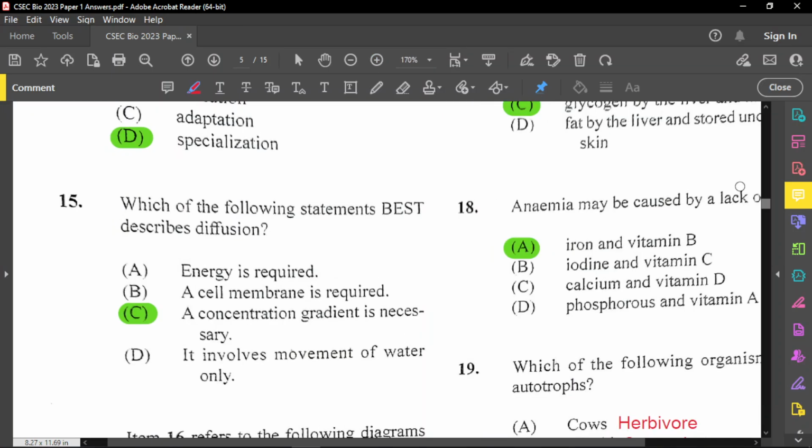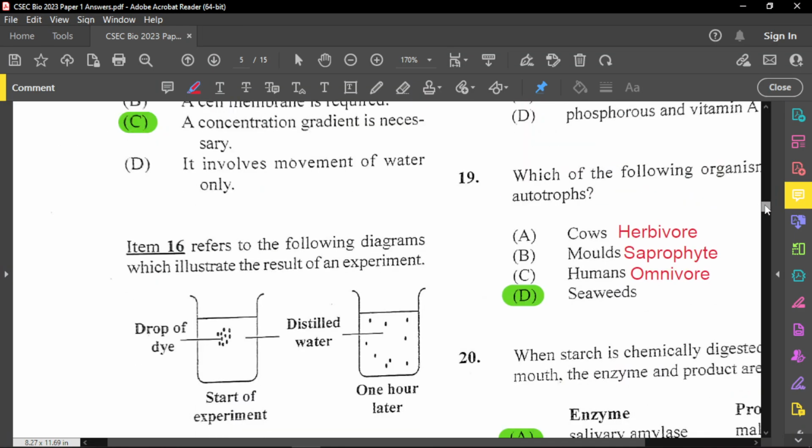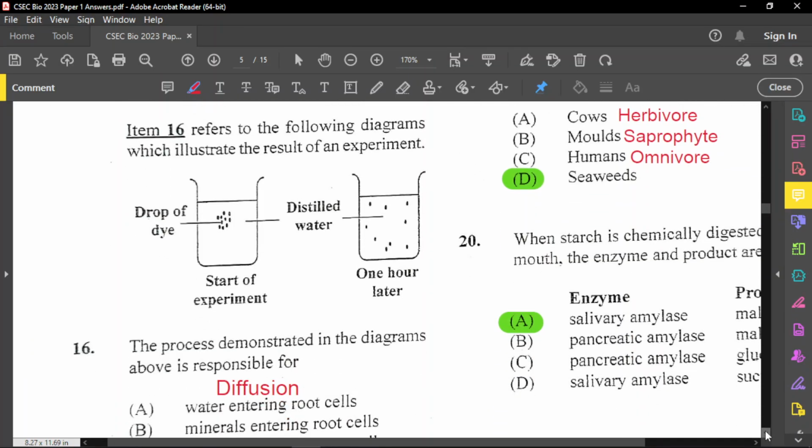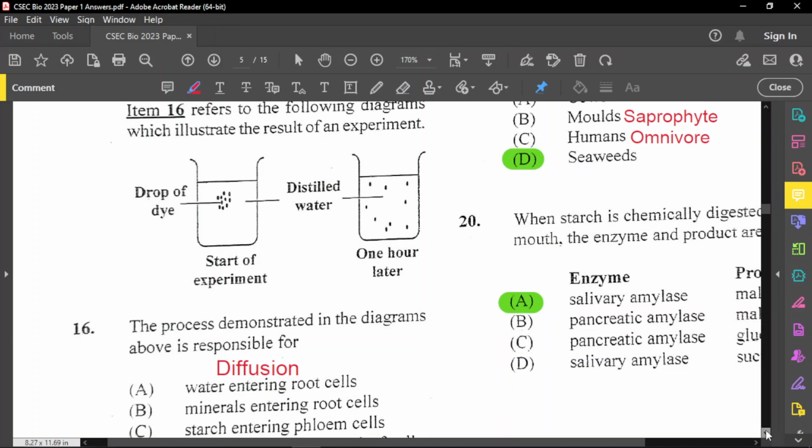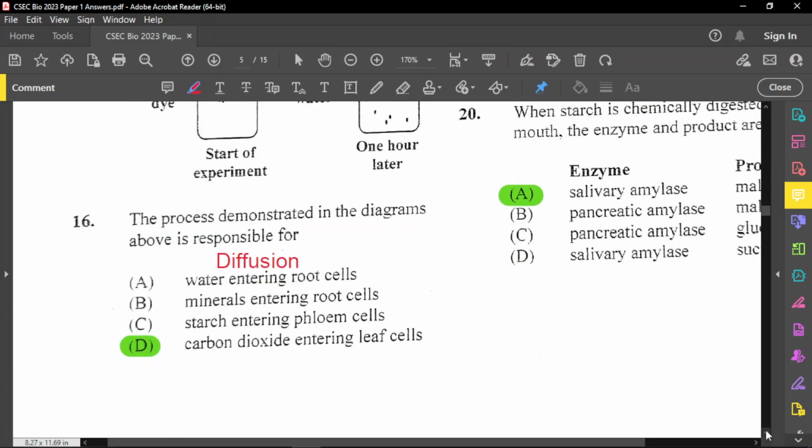All right, so question number 16 at this time. Item 16 refers to the following diagrams, which illustrate the result of an experiment. So observe the diagram carefully. You have a drop of dye, and then eventually the dye is spread out after 1 hour. And so the question now reads, which process demonstrated in the diagrams above is responsible for this? And I put in red that it is diffusion. The spread out of particles is diffusion.